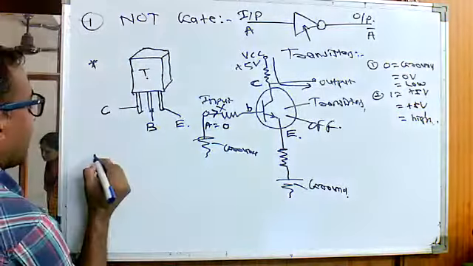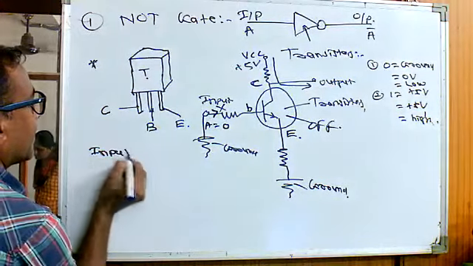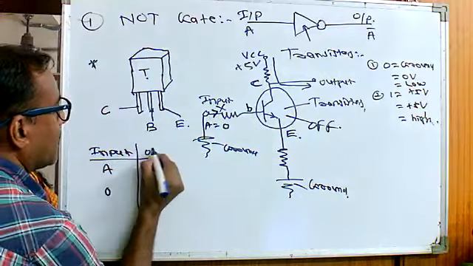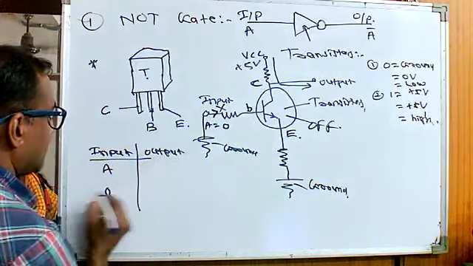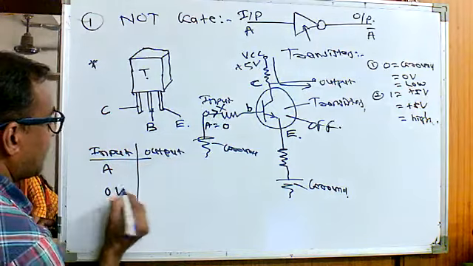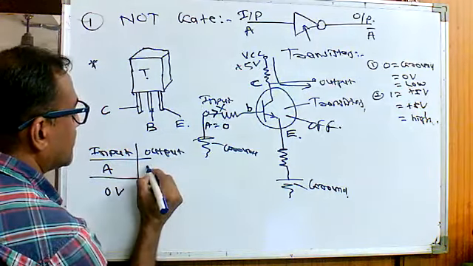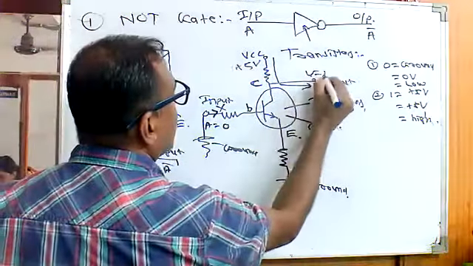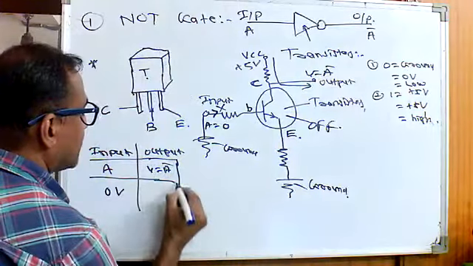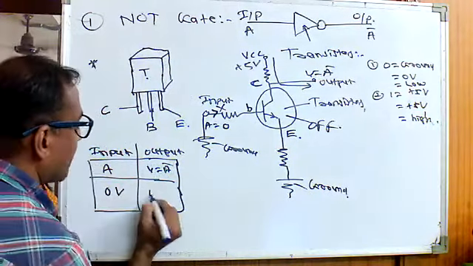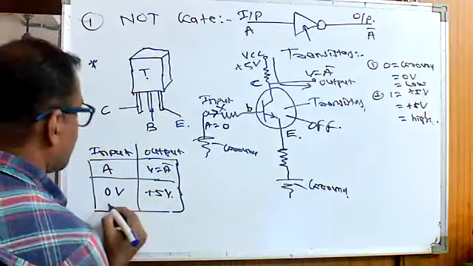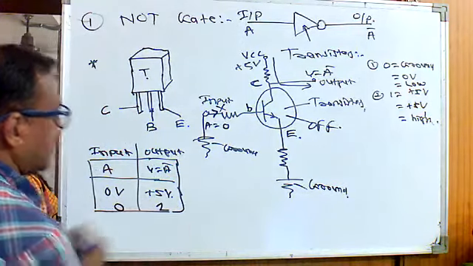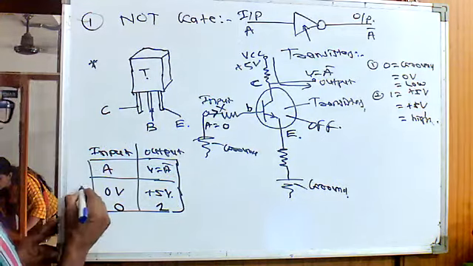So when input A is equal to 0, the output is 0, meaning ground, 0 volt. So Y is equal to A bar. This means the output is plus 5 volt. So when 0 is applied, we get 1. That is the first condition.